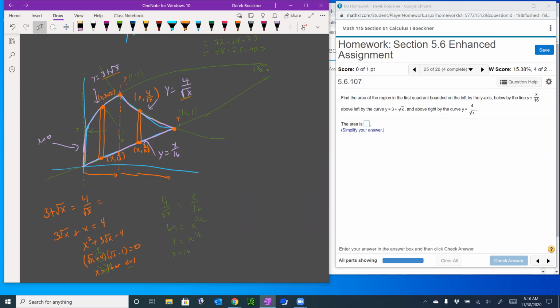So I'm still trying to find this entire area. So I'm going to find the left half first, and that's going to be the integral from 0 to 1, because my orange rectangles on the left stop at this point, which is at 1, 4, right? So 0 to 1, and then I'm going to take the integral of the top curve, which is 3 plus the square root of x, minus the bottom curve, which is x over 16. And then I will add to that the integral from 1 up to 16 of, I'll take the top curve again, which is in this case 4 over the square root of x, minus the bottom curve, which is still x over 16. And add those two together.